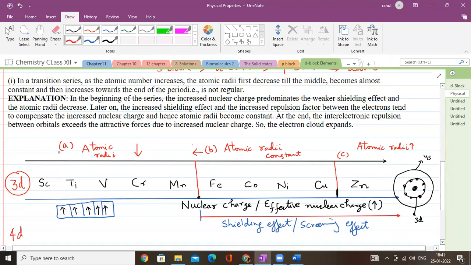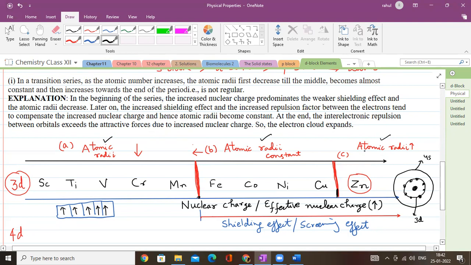The first trend is that whenever you try to move from left to right, beta, the atomic radii till the midway decreases. This is the first trend of the atomic radii in 3D transition series. The second is from iron to copper, you will find that the atomic radii is almost constant. And beta, the last one is in zinc, the atomic radii increases again. So there are three trends. Trend number one, till the midway atomic radii decreases. After the midway atomic radii become constant, and finally at zinc atomic radii increases.